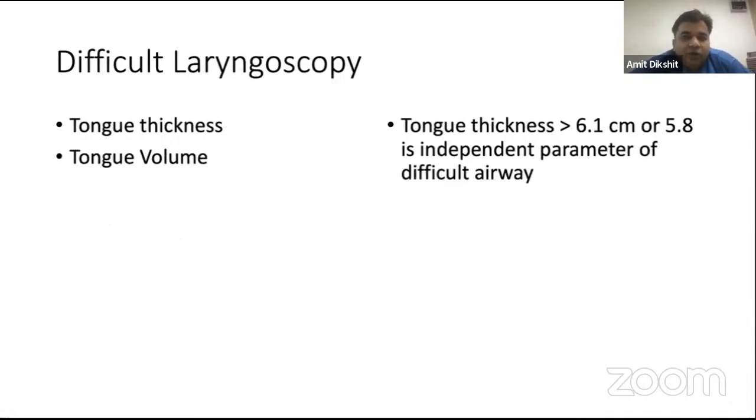Difficult laryngoscopy: the tongue volume, the tongue thickness, most of us practice tongue thickness. Tongue volume is another skill set where the articles have reached a consensus of something around 5.8 to 6. When the thickness is more than that, then it is difficult laryngoscopy because the tongue is coming in the way and it is difficult to squeeze it and move it aside.